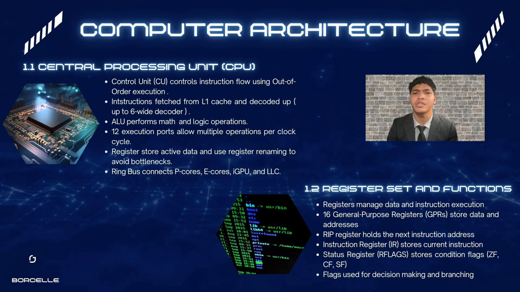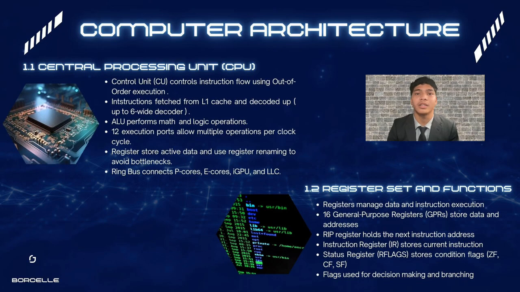It retrieves instructions from L1 cache using a massive 6-wide decoder. This means it can translate many instructions into micro-ops simultaneously, drastically improving speed. Once decoded, the work moves to the arithmetic logic unit, ALU. This is a very wide execution engine featuring 12 execution ports. This allows the CPU to divide tasks. Some ports handle simple integer addition, while others specialize in complex AVX2 vector math.